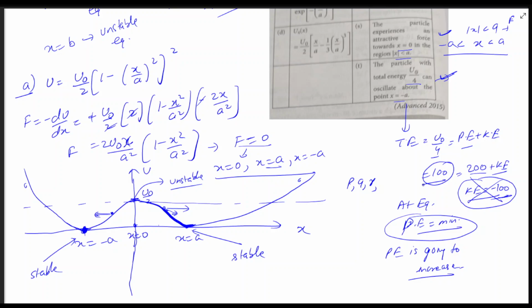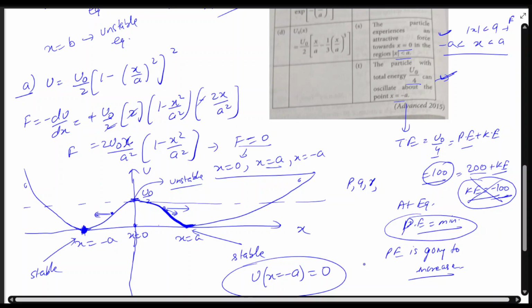Now let's start at x equal to minus a. This is our equilibrium point, right? Here potential energy is 0, so U at x equals minus a is 0. If you put it as 0, then kinetic energy will be positive. So yes, this will be the case. And why will it oscillate? Because this is a stable equilibrium. The particle will always oscillate about the stable equilibrium. So we will have T as also our answer.